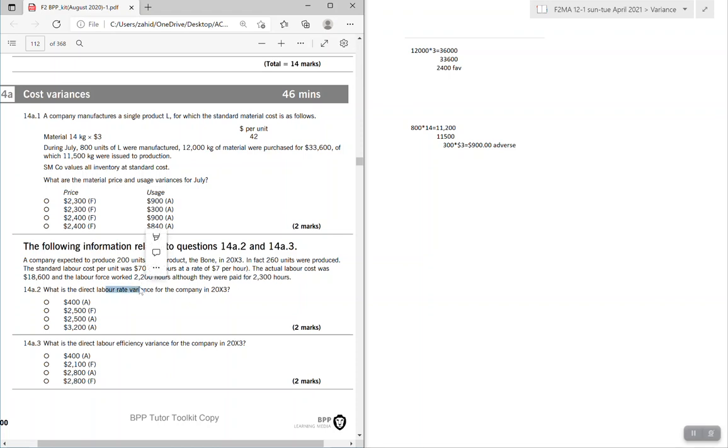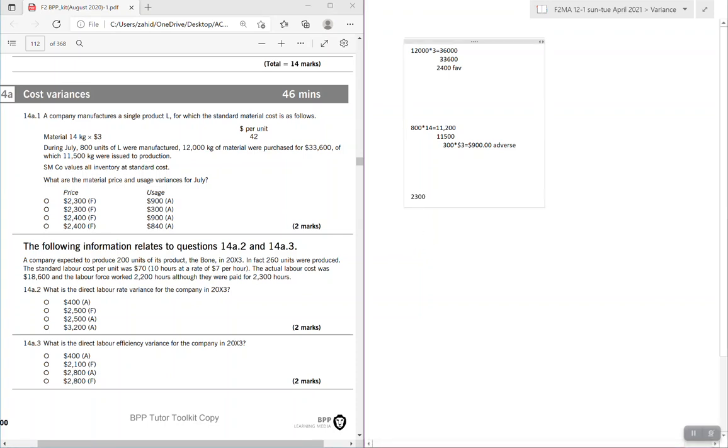Okay, first, rate. When we talk about rate, we take the hours paid. Just like in material, when we are calculating price, we take the kgs purchased. Here we take the hours paid, even though the hours worked is less. So for the hours that we paid, we want to know whether we paid a higher rate or lower.